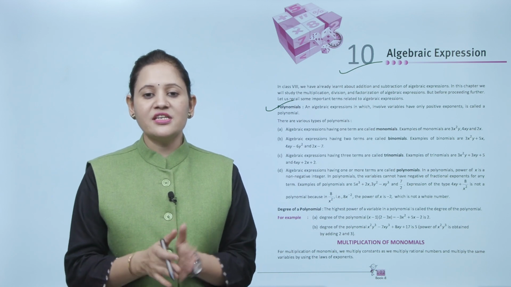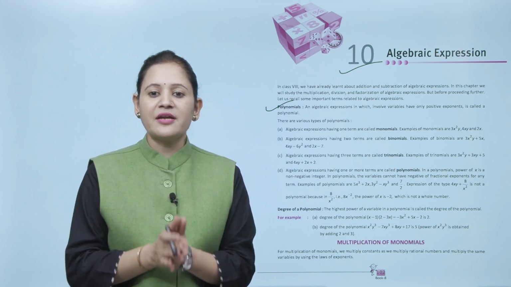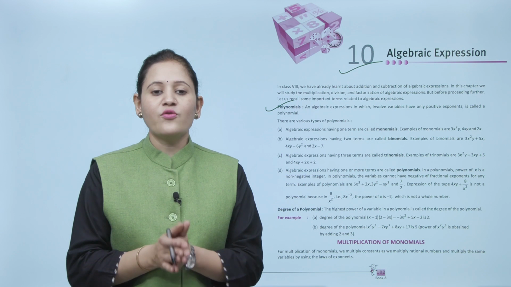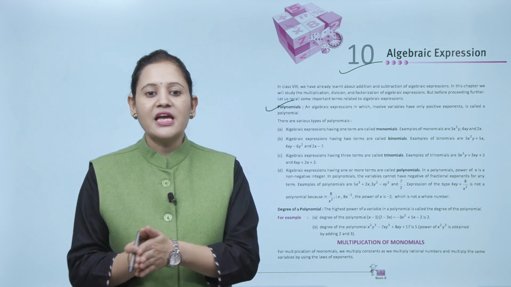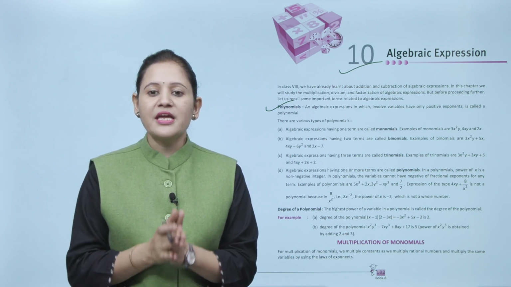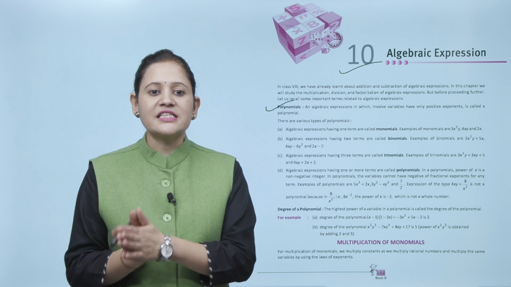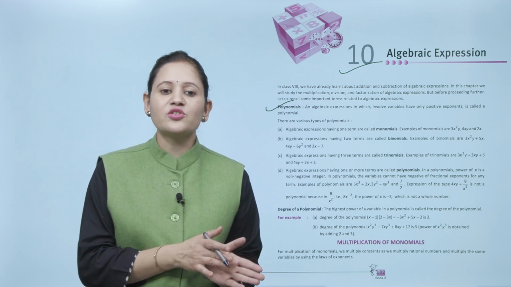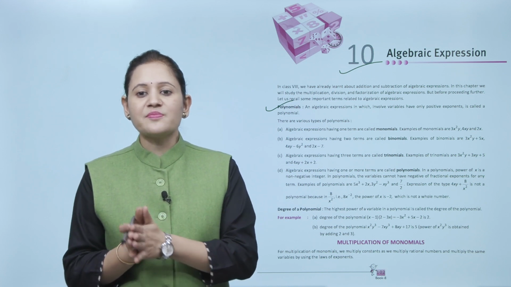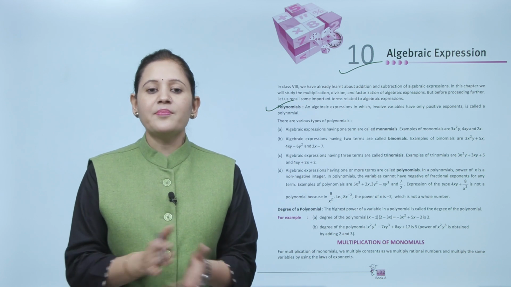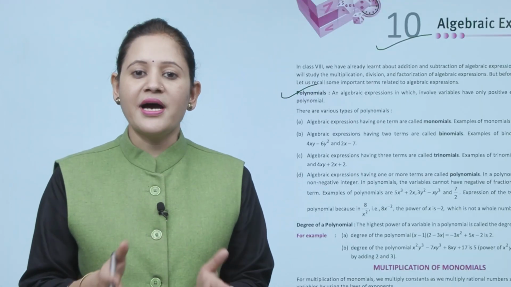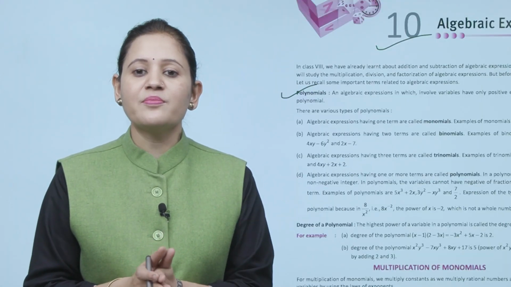Algebraic expression having three terms is called trinomial. Examples of trinomials are 3x square y plus 3xy plus 5 and 4xy plus 2x plus 2. Algebraic expression having one or more terms is called polynomial. In polynomial, power of x is a non-negative integer. In polynomial, the variable cannot have negative or fraction exponent for any term. Examples of polynomial are 5x cube plus 2x, 3x square minus xy cube and 7 upon 2.